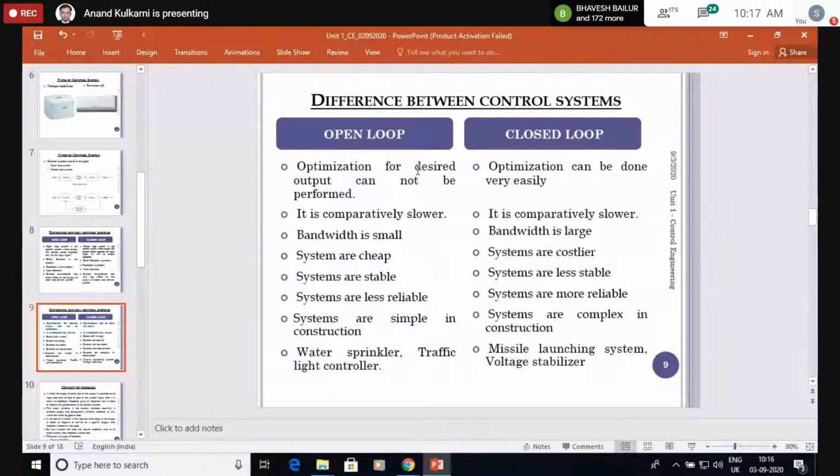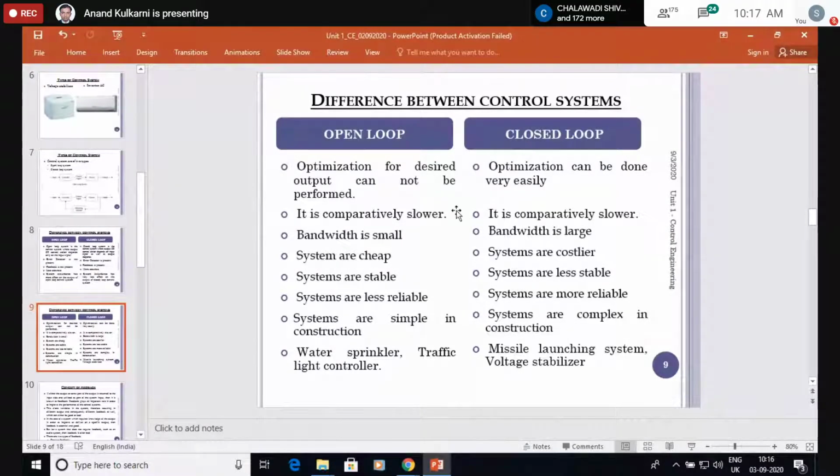Optimization for the desired output cannot be performed in an open loop system. Optimization can be done very easily in the closed loop system. That means if you want a desired output, you can tweak the controller and try to obtain it, because continuous feedback is there in the closed loop system.